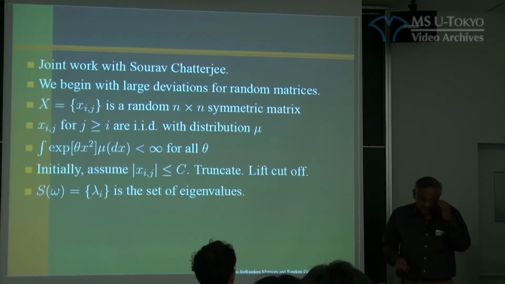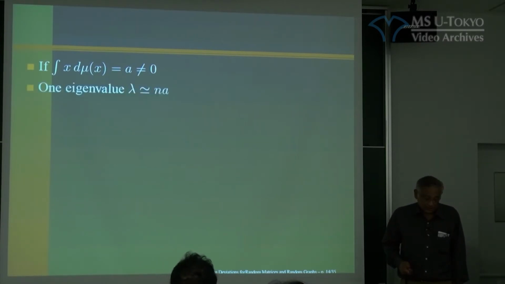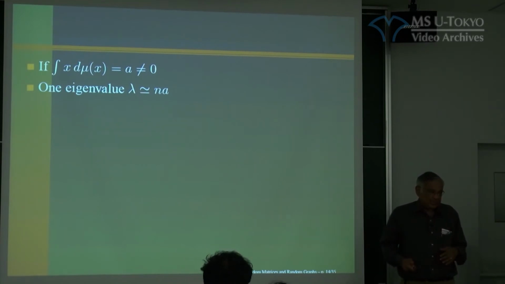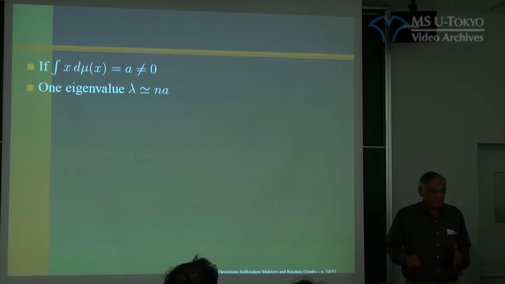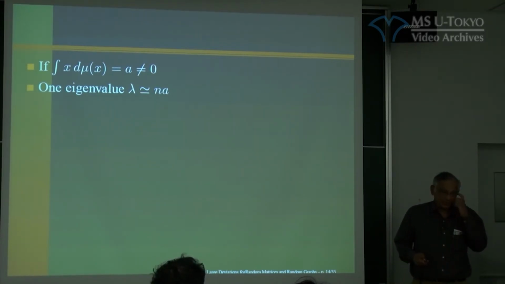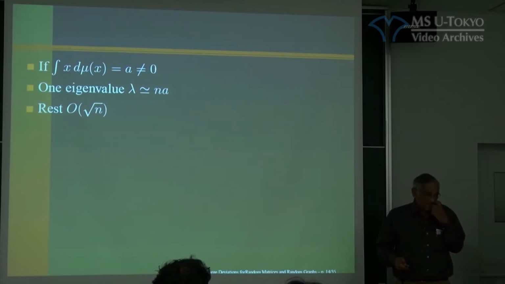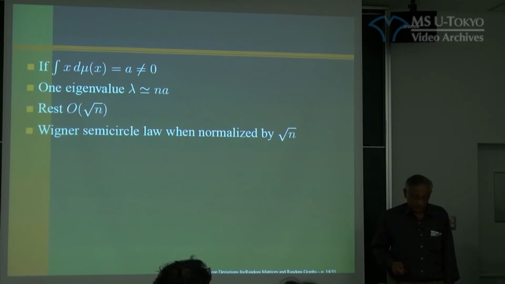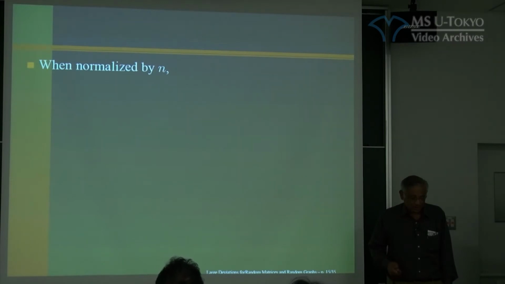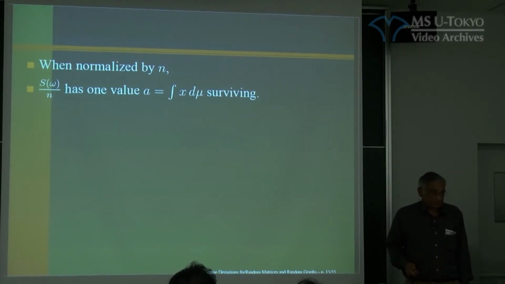And then you can look at the set of eigenvalues. If the mean is some number a different from 0, then there is one eigenvalue which is asymptotic to n times a. One can almost see it, because if you just take the row sums, the row sums are all nearly equal to n a by the law of large numbers. So, it suggests that there is approximately an eigenfunction which is a constant, and the eigenvalue corresponding to that is n times a. So, there is one eigenvalue like that, and then Wigner's theorem applies for the rest, and so all the other eigenvalues are of order square root of n, and when suitably normalized, you have Wigner's semicircle law. So, what happens when you normalize by n? When you normalize by n, you have only one value surviving. All the rest of them have to go to 0.